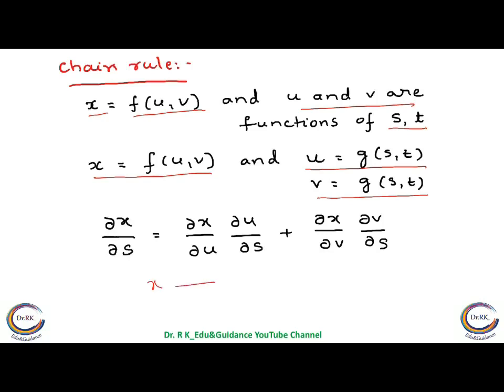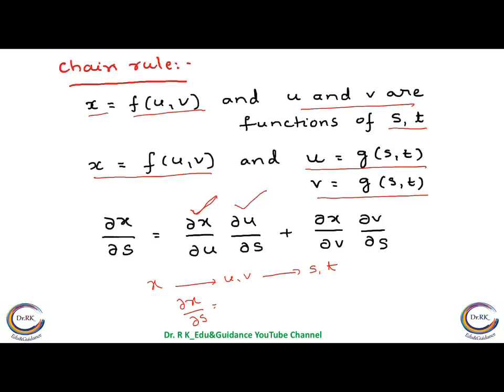X is a function of u and v, where u and v are functions of s and t. So here, when s varies, u varies, and x also varies, so that it is a partial derivative. That is how we find the chain rule: dou x by dou s. X is a function of u, so what is dou x by dou u, where u involves s? Therefore dou u by dou s.